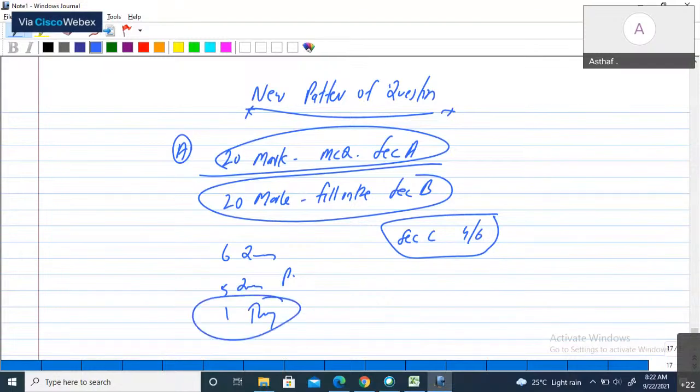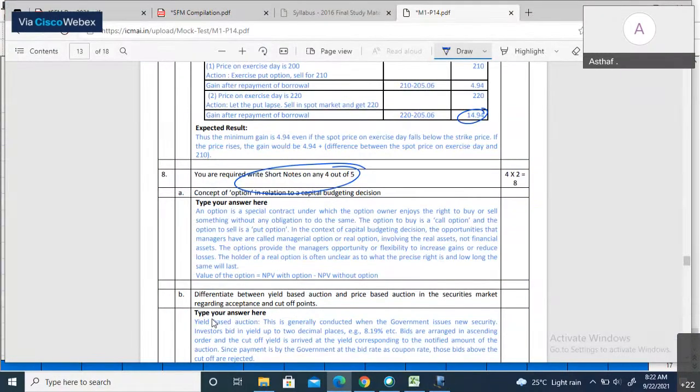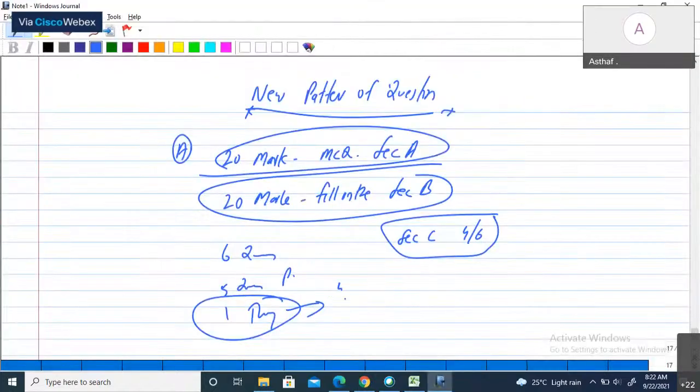In this 1 theory question, again you will have a choice. What was the choice? You have to answer 4 out of 5. That means even if you don't go through the theory concepts, you have to know the conceptual idea. A lot of chapters are full of theory, but even if you don't go through that theory, you can answer all the questions.